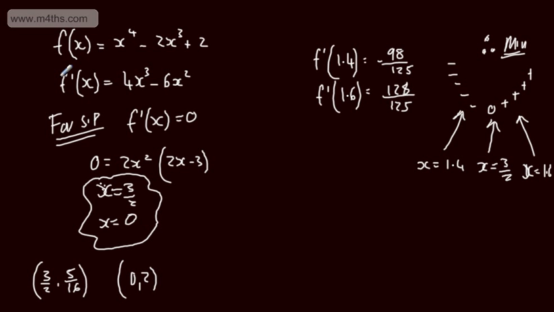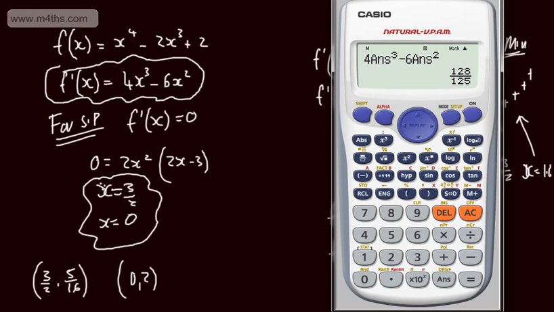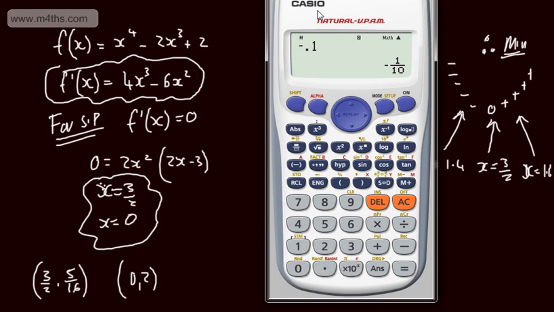Right, let's look at this one now. What we've got is the following. We've got f dashed of 0. If I do f dashed of 0, that gives me 0. So what I'm going to do is try something either side. I'm going to do f dashed of negative 0.1, and f dashed of positive 0.1. Subbing this through the gradient function, if we consider negative 0.1, we're going to have 4 lots of that answer cubed plus minus 6 lots of the answer squared. And that now gives me negative 8 over 125.